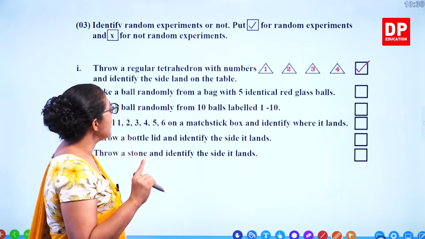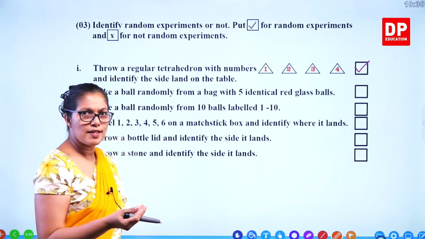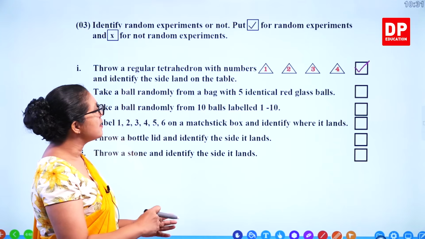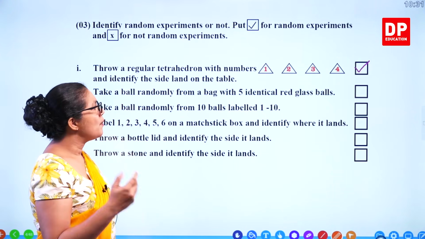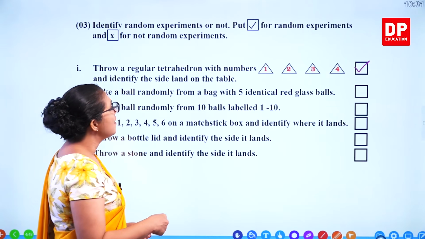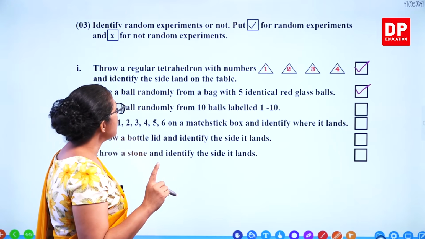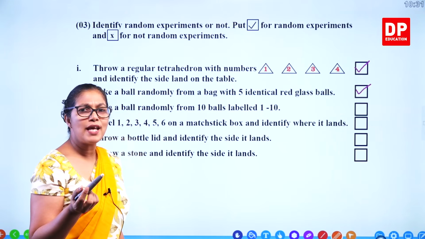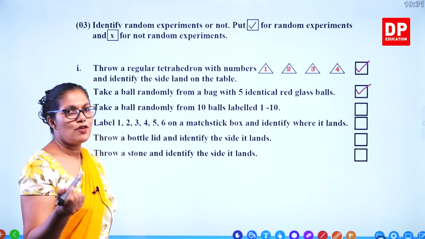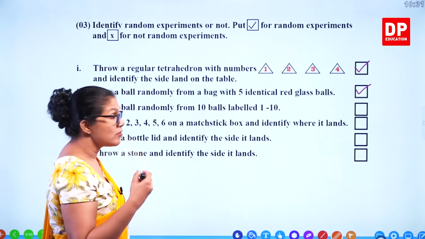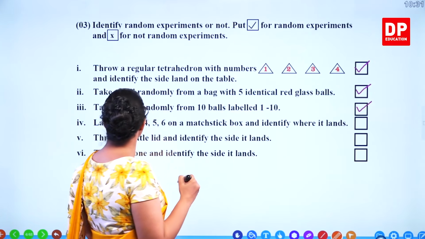Take a ball randomly from a bag with 5 identical red glass balls. So there are 5 identical glass balls. You select one. We don't know what we will get. So that's a random experiment. Take a ball randomly from 10 balls labeled 1 to 10. So take a ball. We don't know what we will get. There's no pattern of the numbers you are getting. So that's a random experiment.